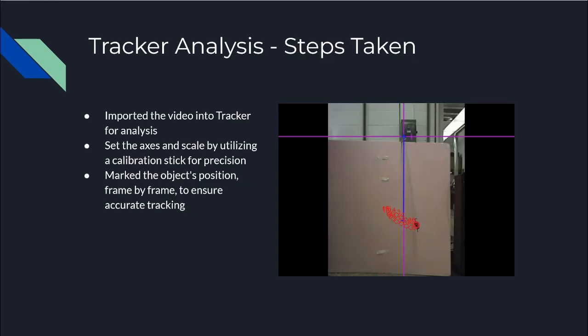Now let's go over how we got the data into the tracker analysis. First, we imported the video into Tracker, then we set the axis and scale by utilizing the calibration stick for precision. The center of the axis was set to where the spring was connected, and then we marked the object position frame by frame to ensure accurate tracking.